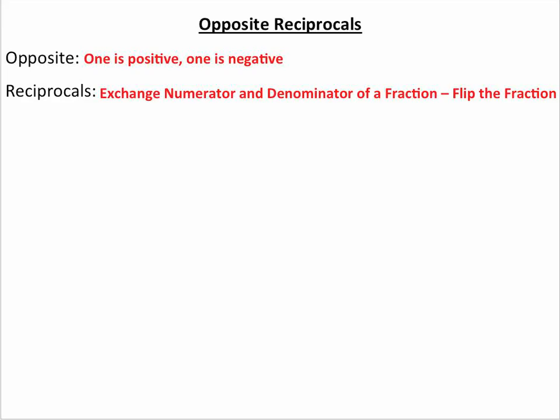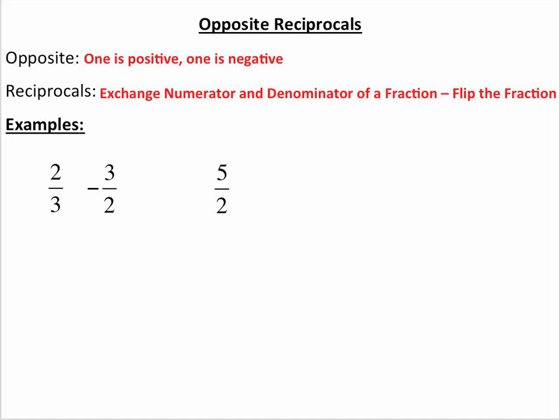Okay, so let's take a little closer look at that opposite reciprocal idea. Opposites means one's positive and one's negative. Reciprocals means you exchange the numerator and the denominator of the fraction. In other words, you just flip the fraction over. Okay, so a couple examples. 2/3, if I flip that, it would be 3 over 2, but one's positive, one's got to be negative. So those are opposites, one positive, one negative, and I flip the fraction.